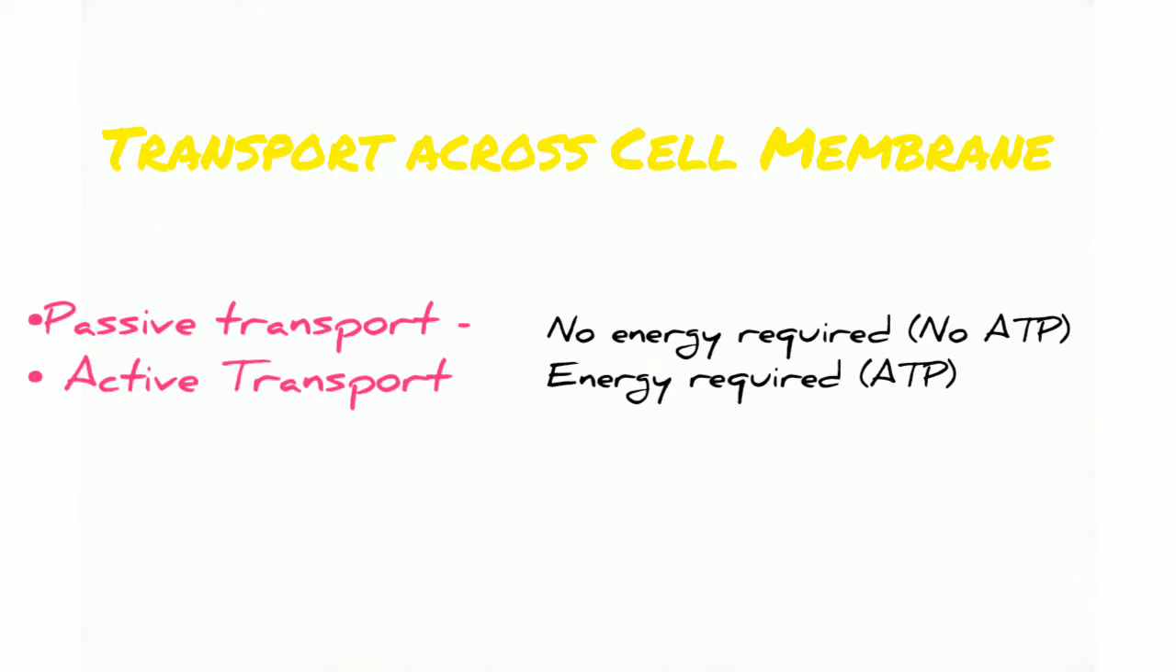So, coming on to our topic, transport across cell membrane is divided into two: passive transport and active transport. Passive transport does not need any type of energy, meaning no ATP, whereas in active transport we require energy in the form of ATP.